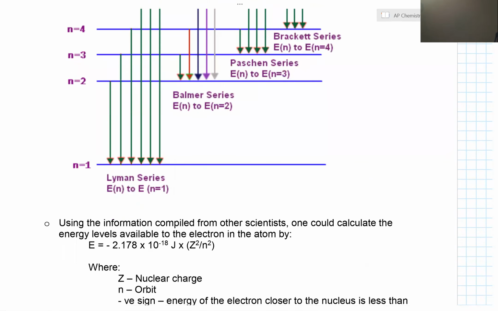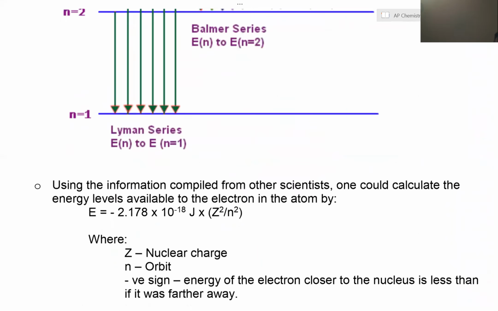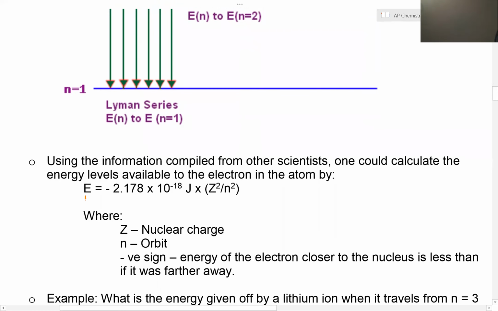Now, to calculate the energy that is given off, scientists use this formula. E is equal to negative 2.178 times 10 to the negative 18 joules times Z squared over N squared. Now, E is the energy.